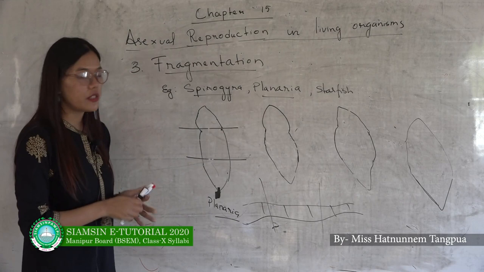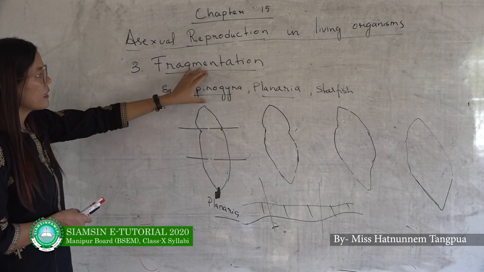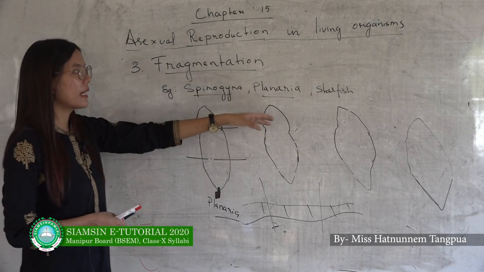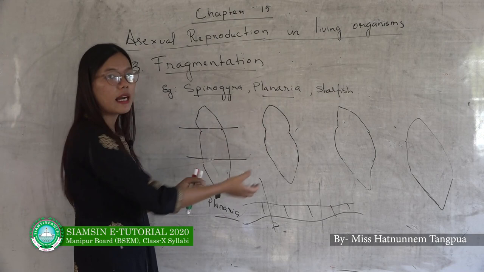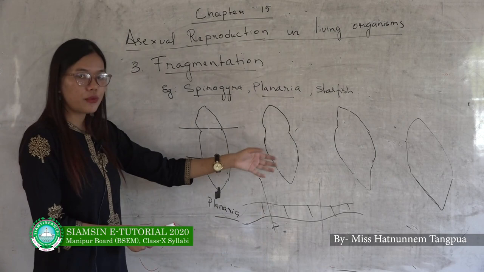Fragmentation is usually found in spirogyra, planaria, and starfish. If you cut them into small fragments, they have the ability to regenerate their whole body, giving rise to new individuals. The whole process is known as fragmentation.